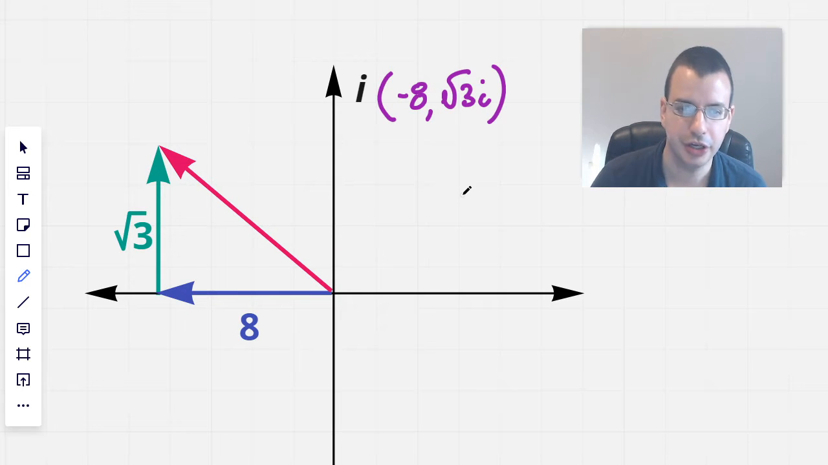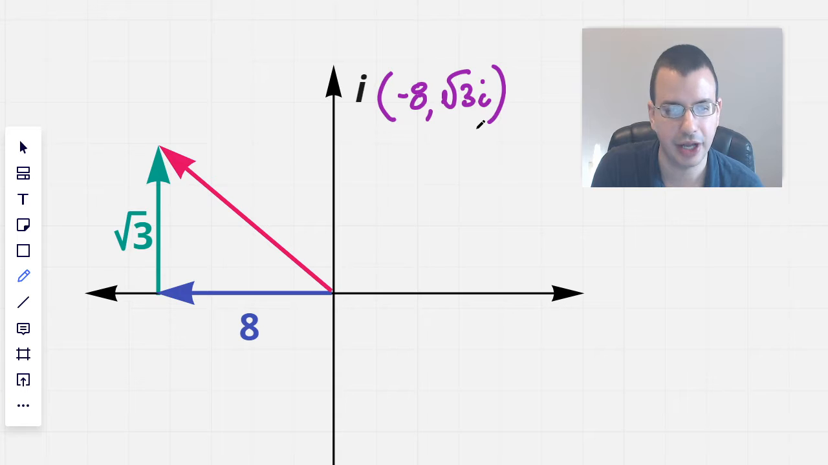So the goal here for this question is we have a Cartesian complex coordinate, -8 √3 i, and we want to convert that into a polar complex coordinate. And the first thing I do for a lot of these problems is I like to think of it in a picture form. So you draw it out. So you have -8 √3.